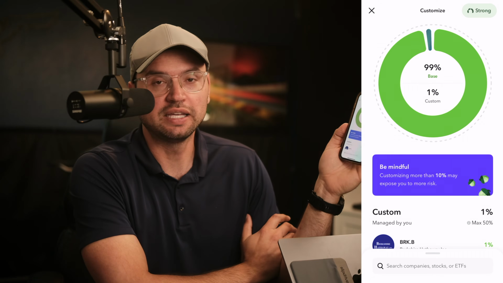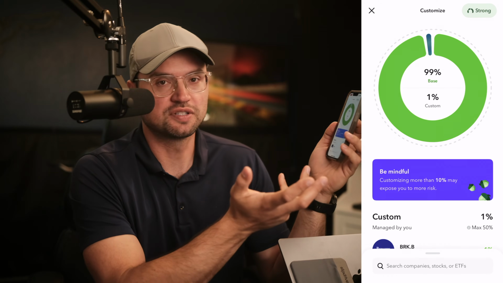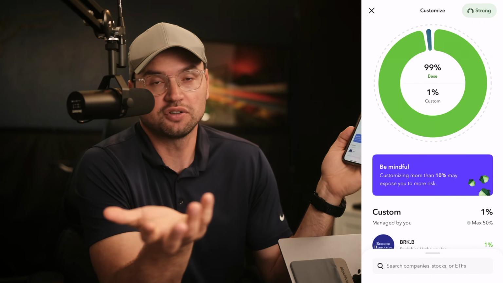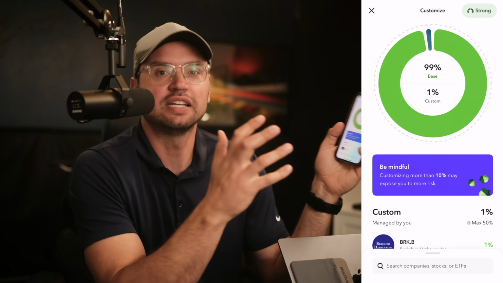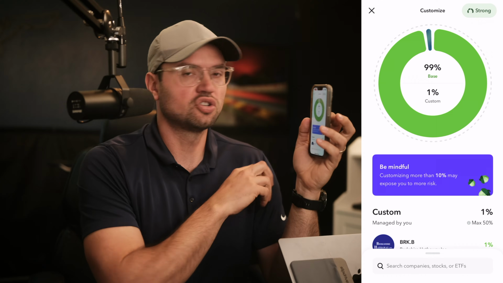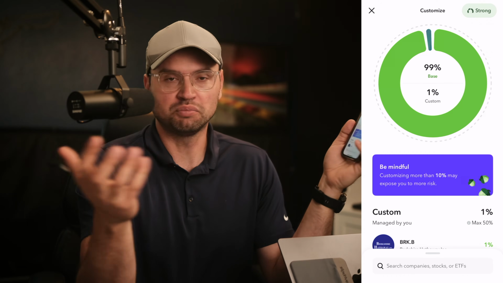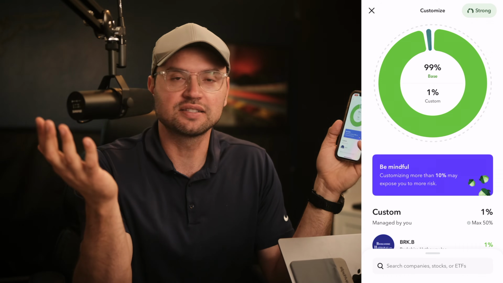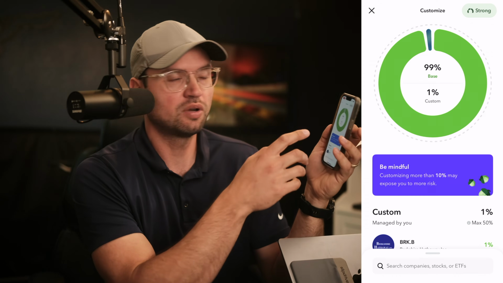And of course, Acorns being Acorns, they're going to warn us of the dangers of individual stock trading, which I largely agree with. I mean, I think it is a lot more dangerous to pick individual stocks than to just go with the pre-built, big, broad, diversified ETFs that they automatically give us. But you're here because you want to do this, so let's do it.